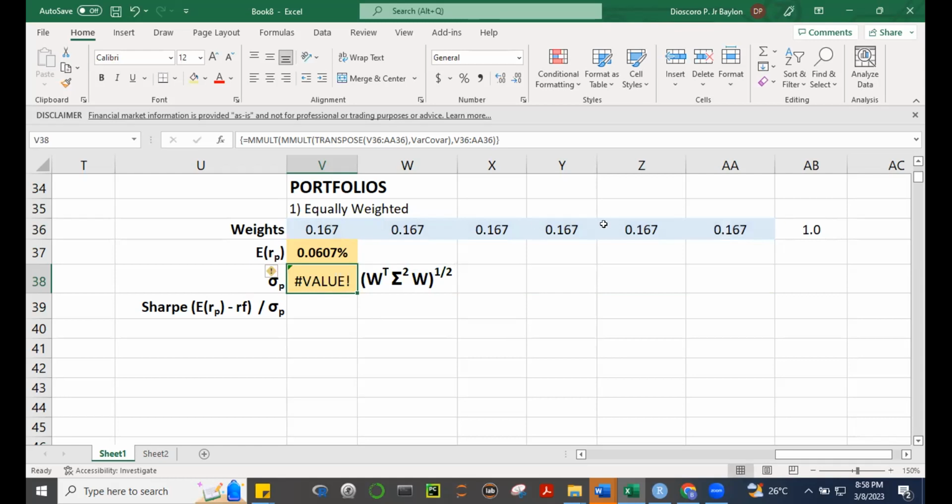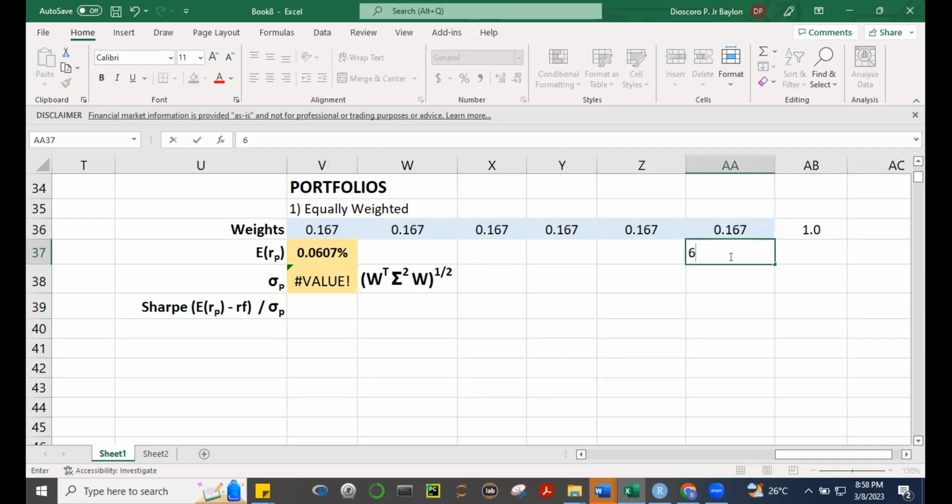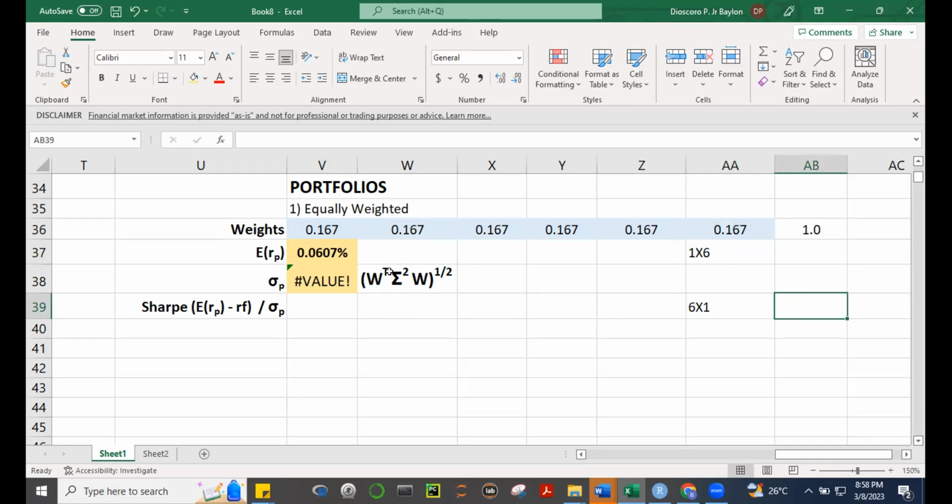Transpose. What's the size of this? 1, 2, 3, 4, 5, 6. This is a 6 by 6. This is a 1 by 6 matrix. 1 row, 6 columns. Pag transpose natin siya, magiging 6 by 1. Ayun, alam ko na mali ko. 6 by 1, ito, and then i-multiply natin sa the variance covariance matrix is 6 by 6. All right. Okay, now I know. All right. Ganito class siya.